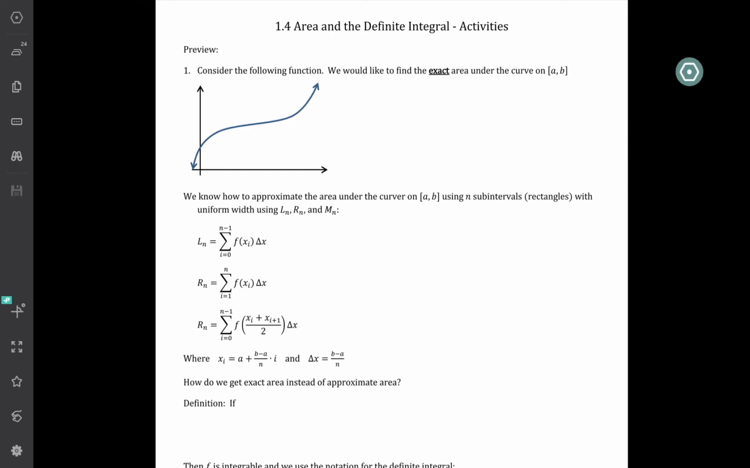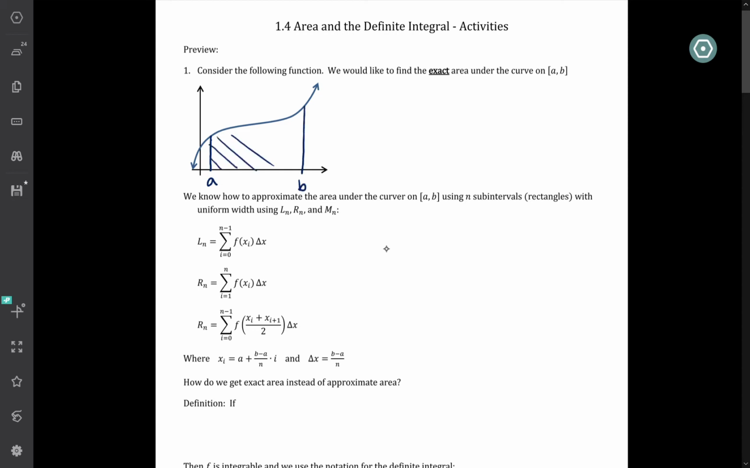So we're going to look back at this picture that should be at least somewhat familiar by now. Let's say that we are looking at trying to find the exact area under this curve from A to B. And it looks like I'm using x below, so we'll say this is x and this is y, and y is f of x.